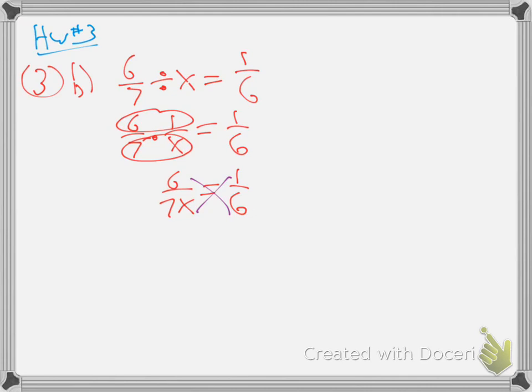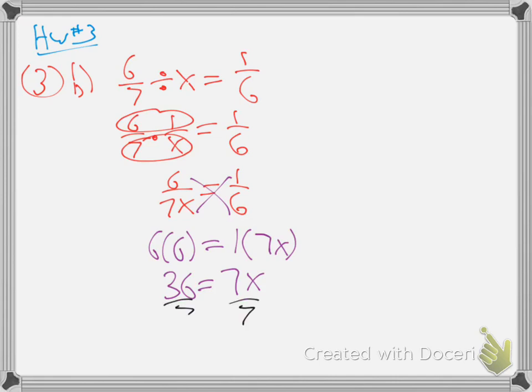So then you get 6 times 6 is 1 times 7x, like that. 36 is 7x. And then how do you get x alone? Divide by 7. And there we go. We good with that one? It's all about fractions. This unit is all about fractions. All those rules with fractions.